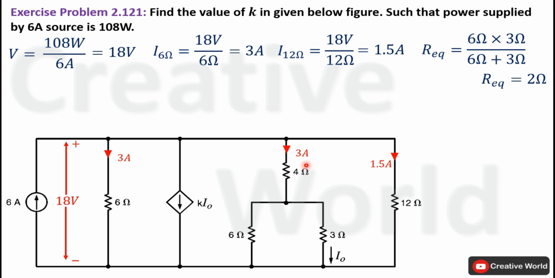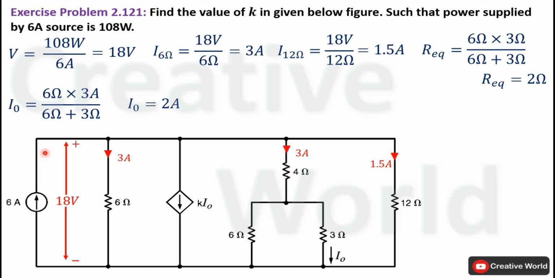This 3 ampere current will act as total supplied current for these two parallel connected branches in order to apply the current divider rule. We will apply the current divider rule for this branch to calculate the value of current I0, that will be equal to the product of opposite branch resistance and total supplied current divided by the sum of both resistances. So the value of current I0 will become 2 ampere.